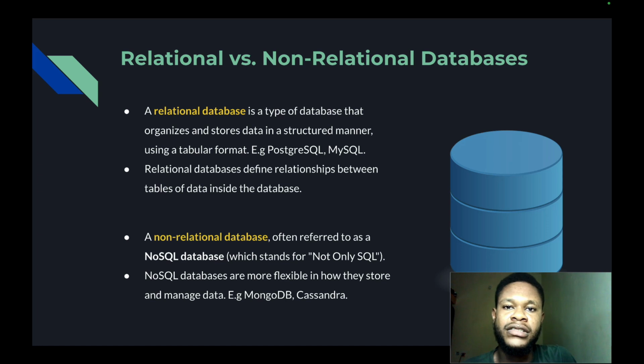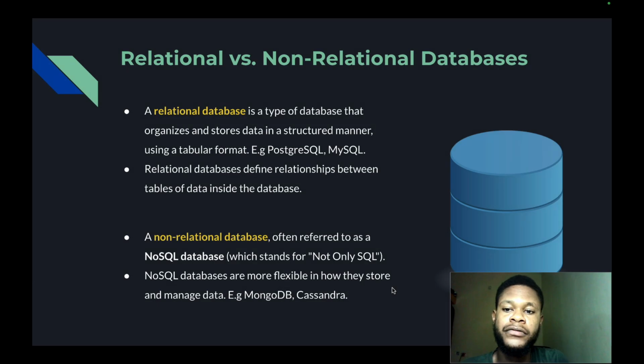A non-relational database can also be called a NoSQL database. NoSQL meaning not only SQL, as you can see here. And NoSQL databases are flexible in the way they store data. It's not rigid. It doesn't force you to store your data in a particular table. Maybe it must use a particular kind of data type. If you're storing the name of a student, the name must be text. It doesn't do all of that. It's more flexible in how you store and manage data.